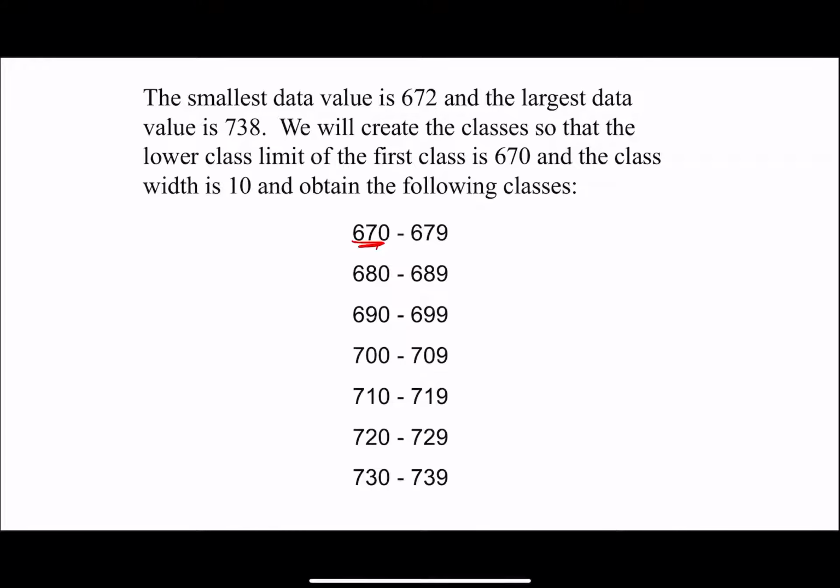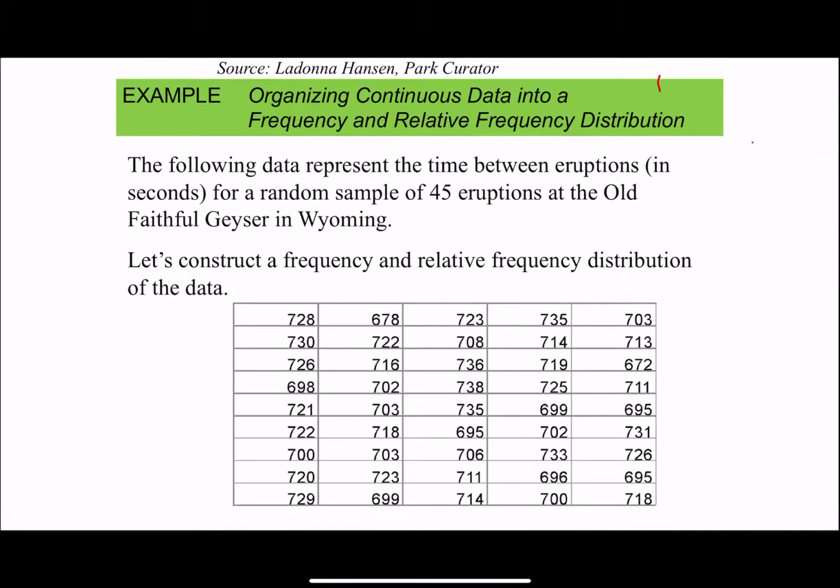So I chose 10, which means that my first class is 670 to 679. Second is 680 to 689. Since my largest data value is 738, my largest class will be 730 to 739, and that's going to fit everything in there. So going back to my data, now I need to count the number of data points that are going to be in each class.